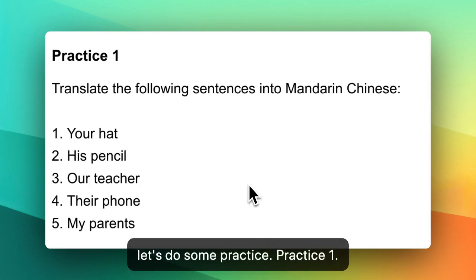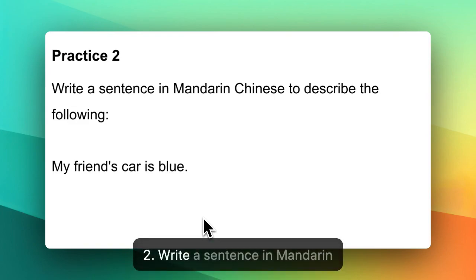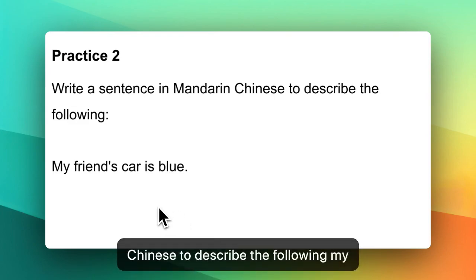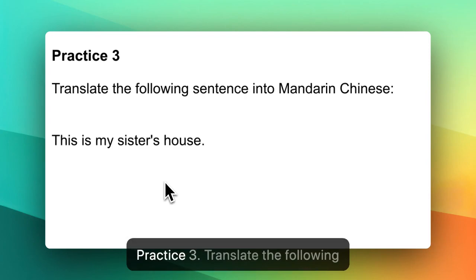Practice 1. Translate the following sentences into Mandarin Chinese. Practice 2. Write a sentence in Mandarin Chinese to describe the following. My friend's car is blue. How to say that? Practice 3.